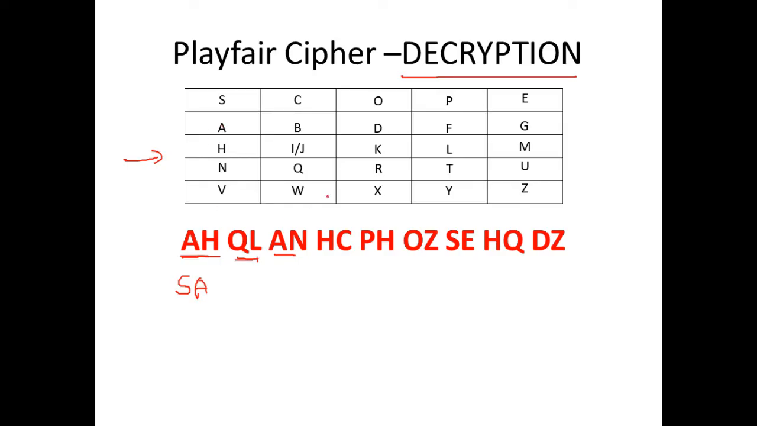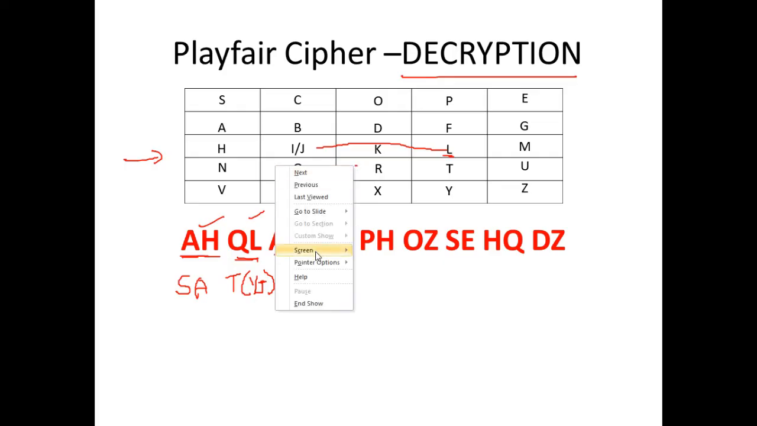Likewise, let's take Q and L. This is Q, and where is L? L is here. Now they are in two different rows and columns, so we have to see how they meet. So Q meets L in T, so we are going to substitute Q with T, and L meets Q in I/J. So we'll just put I/J here. Right. So we have finished decrypting AHQL. Can you try decrypting the other digraphs?